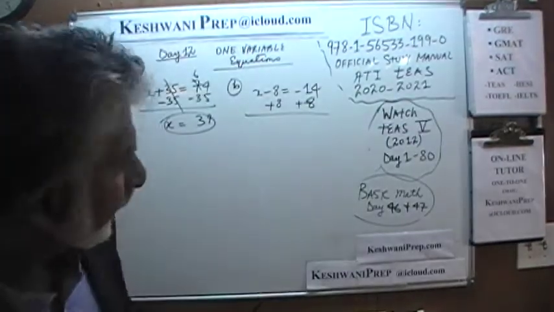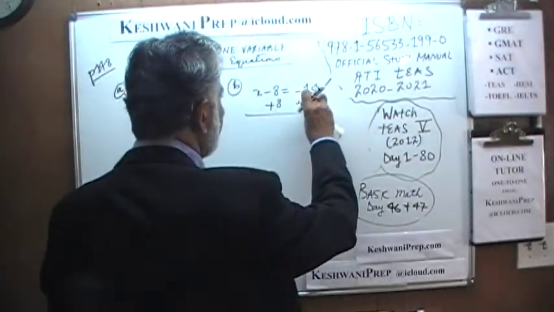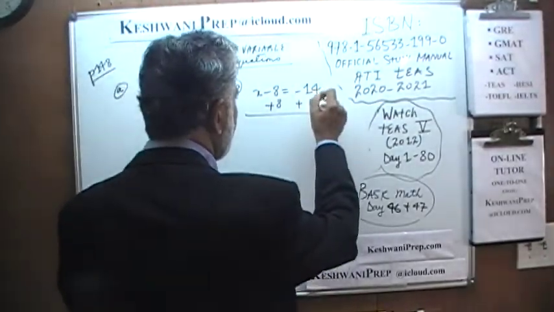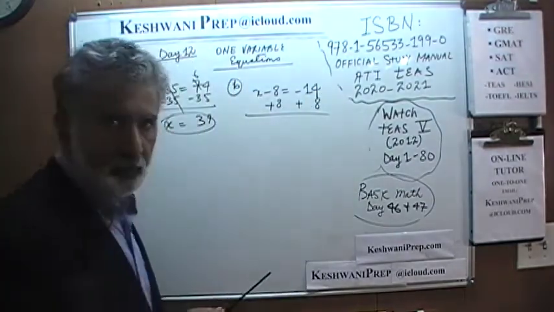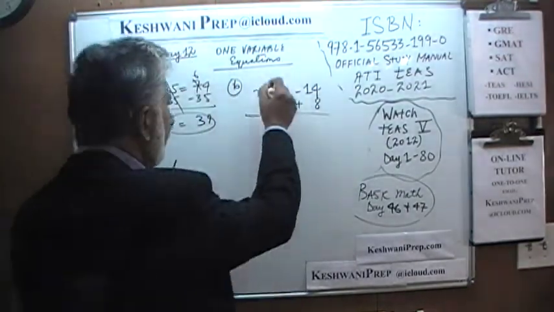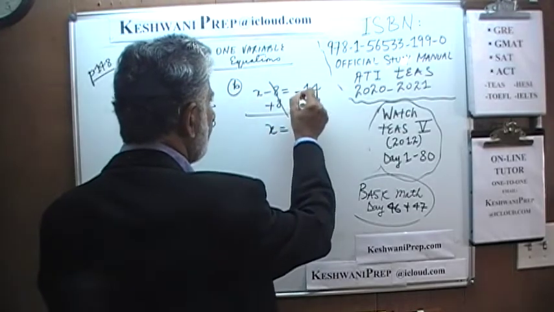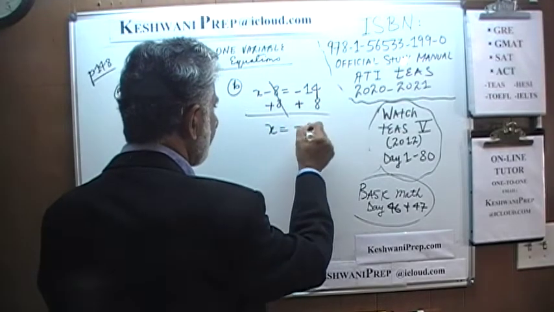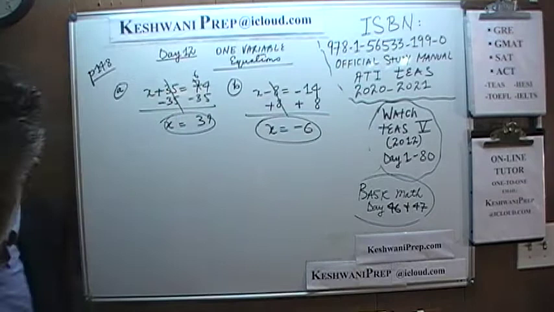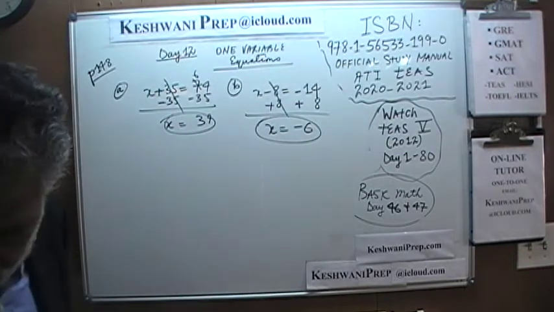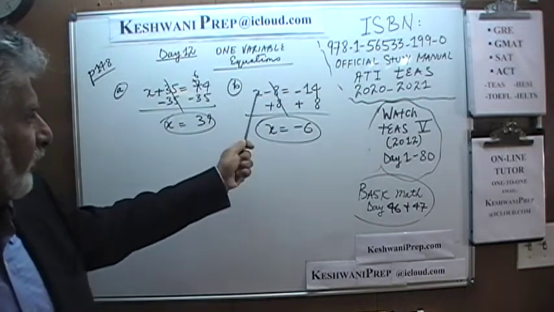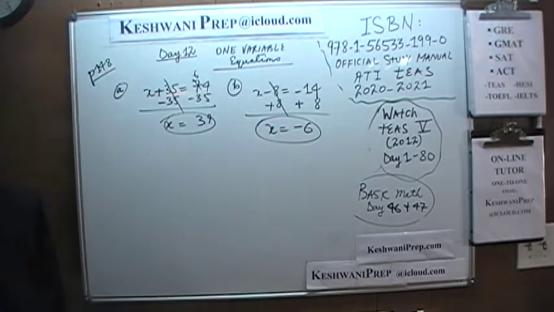I don't like the way it came out. That 8 has to line up with the unit right here. So now negative 8 and positive 8 is going to drop out, and x is simply equal to negative 14 and positive 8 is going to give us negative 6. And again, if you put it back in, you'll see that it makes perfect sense. Negative 6 and a negative 8 gives us negative 14. Let's do C.